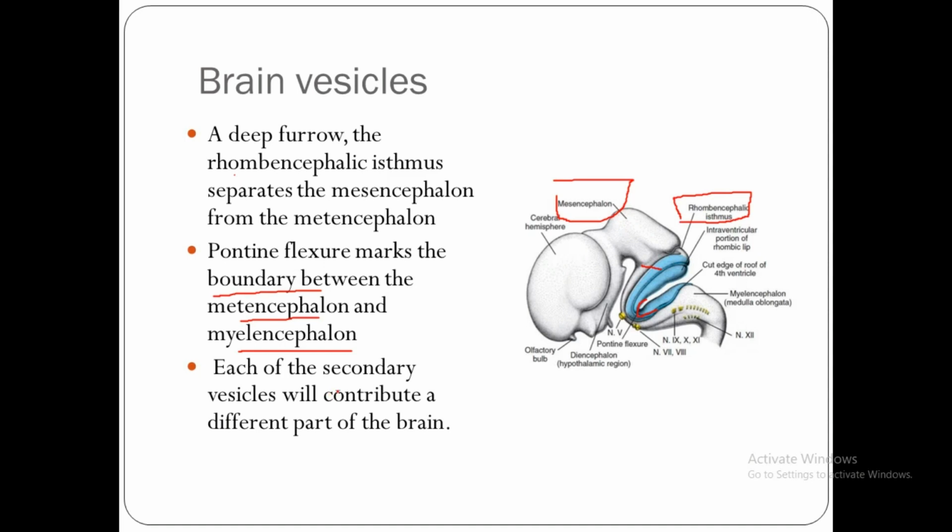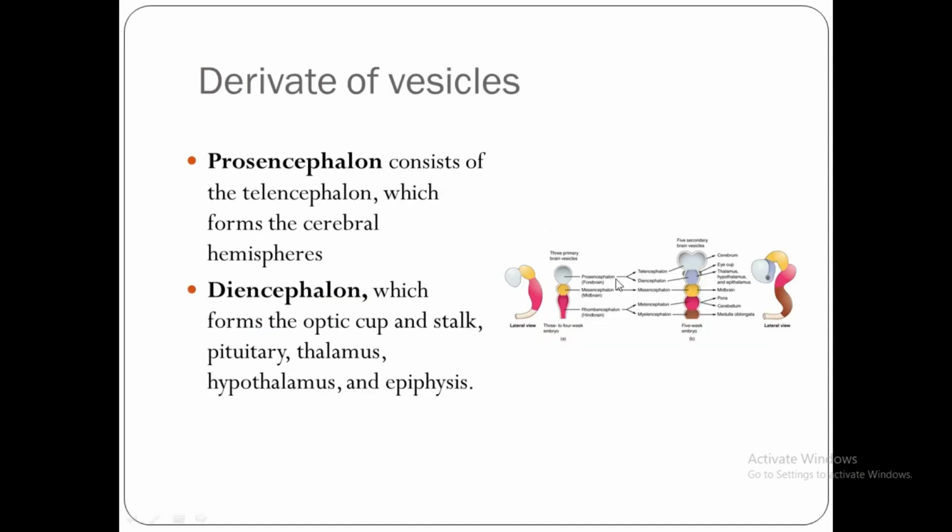So each of the secondary vesicles then contributes to the different parts of the brain. In addition, you can see the appearance of the cranial nerves. We'll talk about them in detail later on. So prosencephalon, as we discussed before, consists of telencephalon that will become the future cerebral hemisphere. So from these lateral vesicles, the cerebral hemisphere is going to be formed. These lateral vesicles, the telencephalon vesicles, give rise to the cerebral hemisphere.